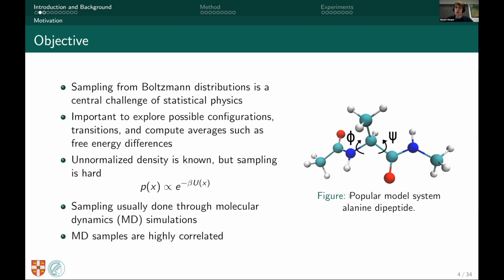Because it's very important, of course, in order to explore which different configurations a molecule can assume and which possible transitions can happen. And also, most importantly, it is used to compute averages over those distributions, such as free energy differences, which are important for defining certain properties of molecules. So therefore, sampling from this Boltzmann distribution is very important.